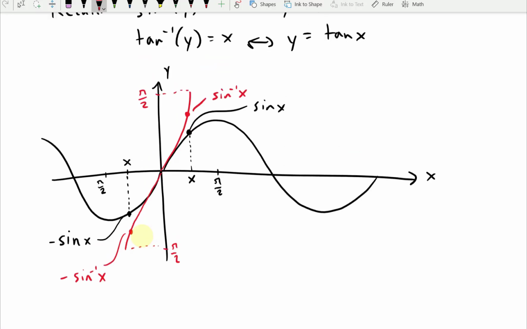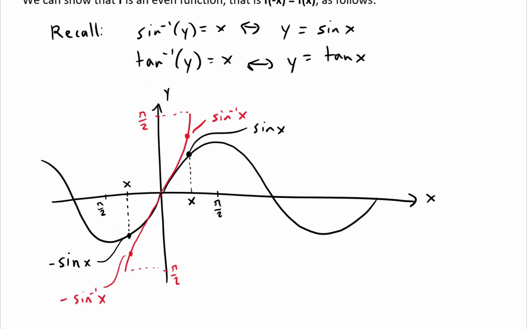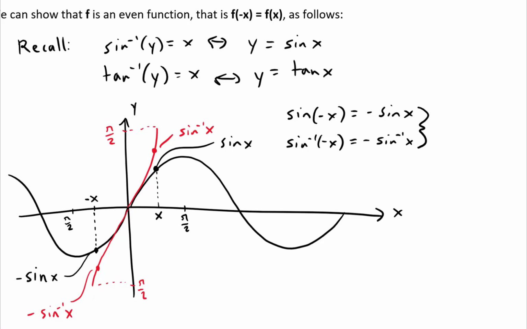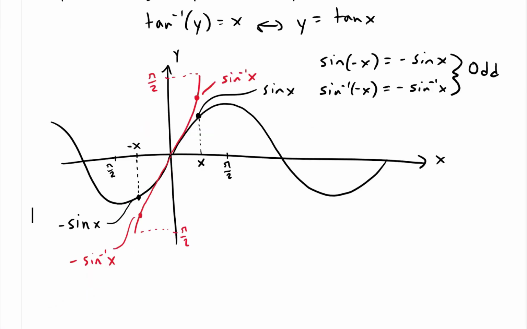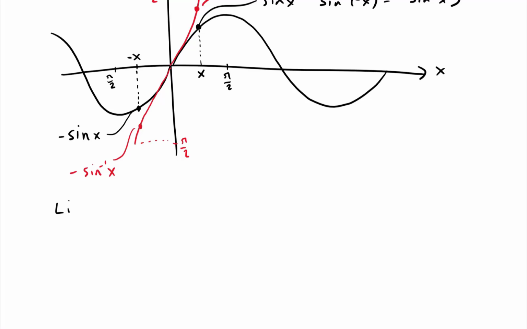and put this over here as negative inverse sine of x. So in other words, what we have is, again, just recall that sine of negative x just equals negative sine of x, and also inverse sine of negative x equals negative inverse sine of x, like that. So in other words, these are both odd functions. And then likewise, we'll show that the inverse tan and tan are the exact same as well.